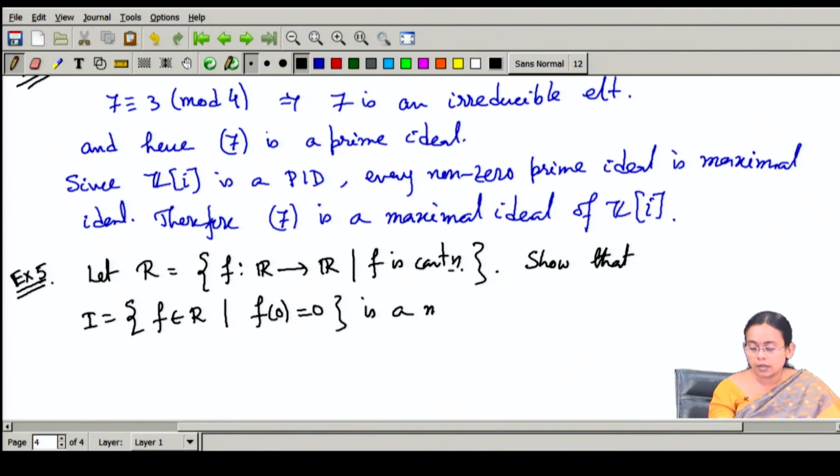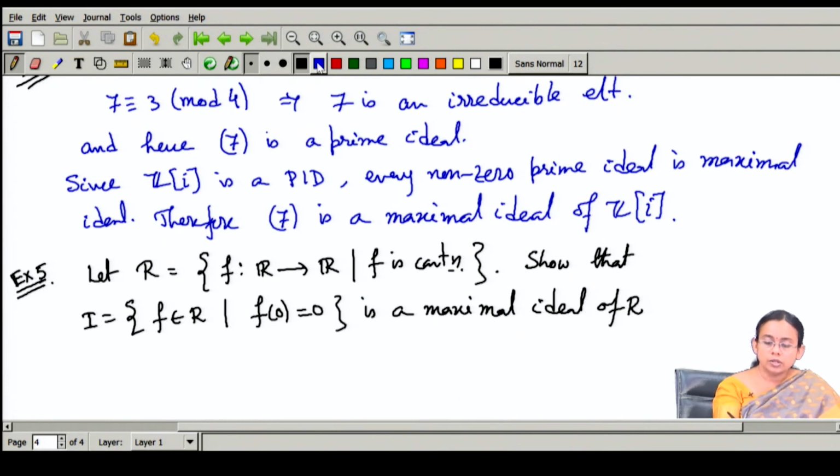is a maximal ideal of R. So, in order to show that this is a maximal ideal of this ring, I will try to show that if I consider the quotient, then that quotient will be a field. So, to see how the quotient looks, I will define a map from this ring R to the set of real numbers.